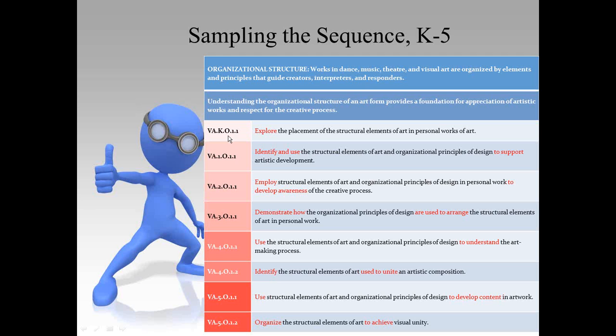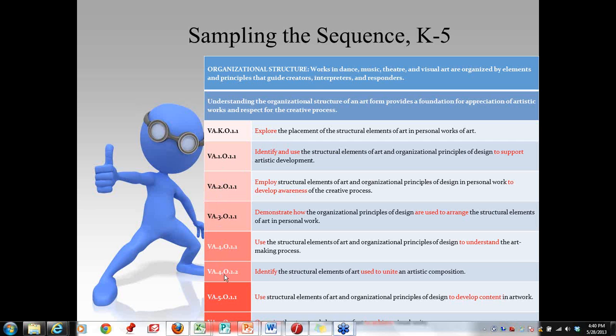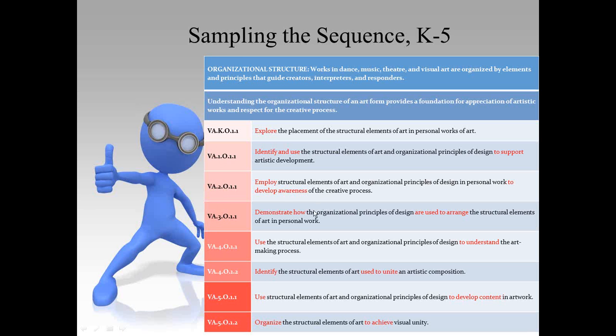And so they made very sure that within a big idea, and this one happens to be organizational structure, and this is the first enduring understanding. And so this is organization, which is why it's an O. And this is the first enduring understanding, therefore it's O.1. And this is kindergarten, first grade, second grade, third grade. You'll see that in fourth grade we have 2 benchmarks, 1 and 2, and in fifth grade we have 1 and 2.